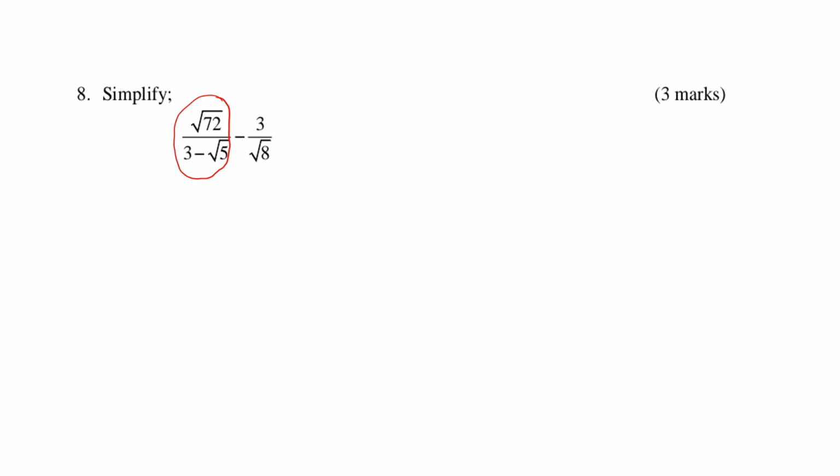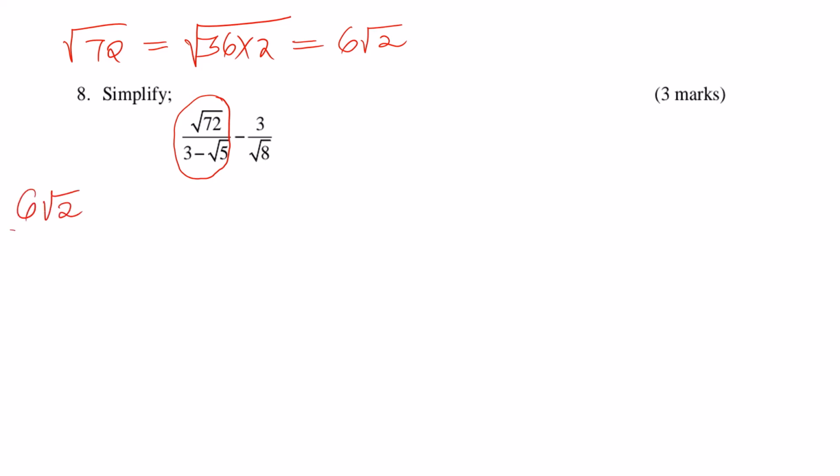When I look at that part, it is possible to simplify root of 72 further. Root of 72 will simplify to 72 is the same as 36 multiplied by 2. And then we can get the square root of 36 to be 6. And then the square root of 2, we leave it in surd form as 6 root 2. So now for root of 72, we shall have 6 root 2. Then everything divided by 3, subtract root of 5.